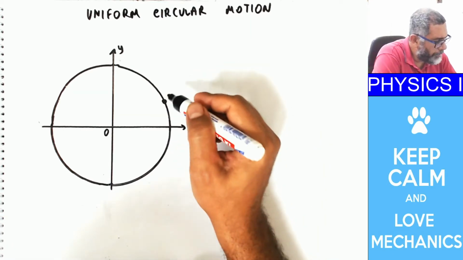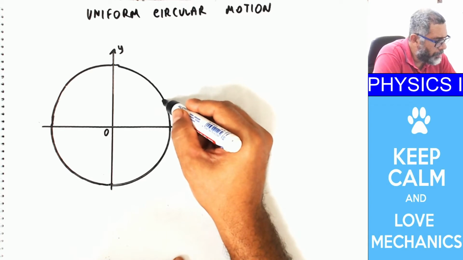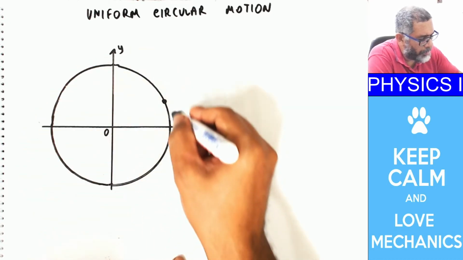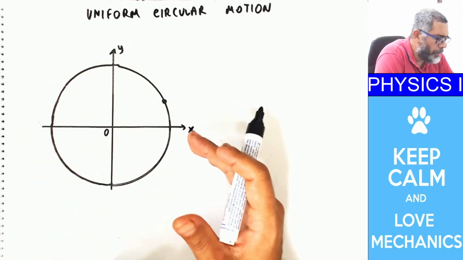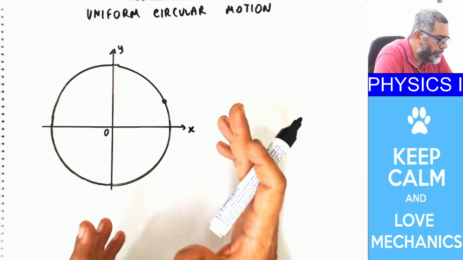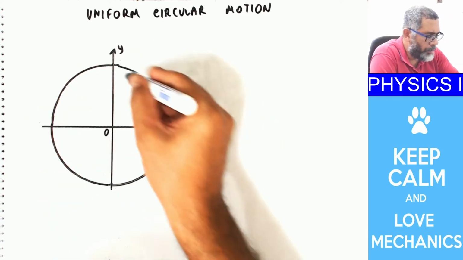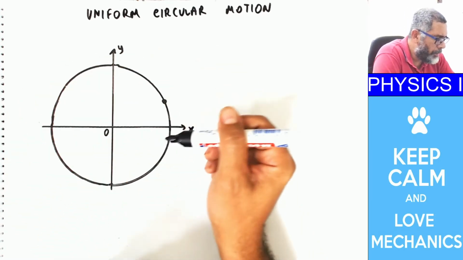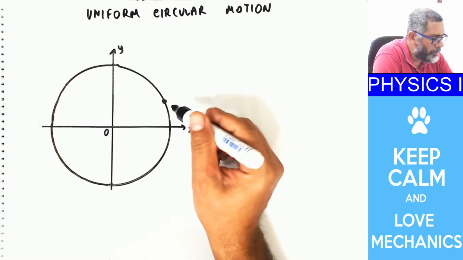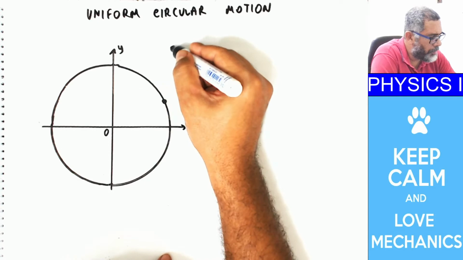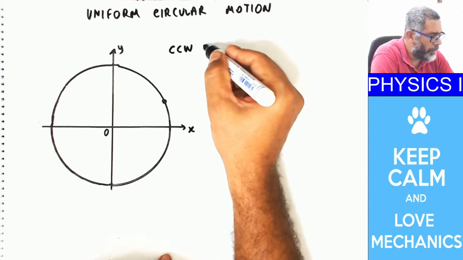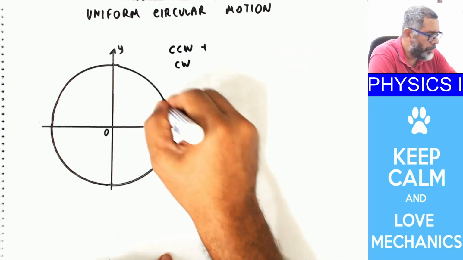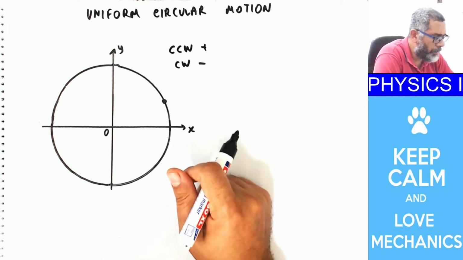Suppose at a particular instant of time the object is here and it circulates in the counterclockwise direction. In fact, there are two directions for the circulation. It either goes counterclockwise or clockwise. This is just a convention that we take the counterclockwise direction as positive, and the clockwise direction as negative.